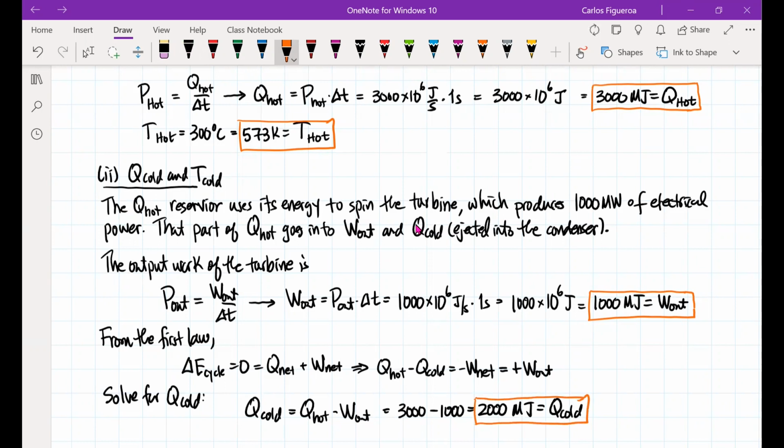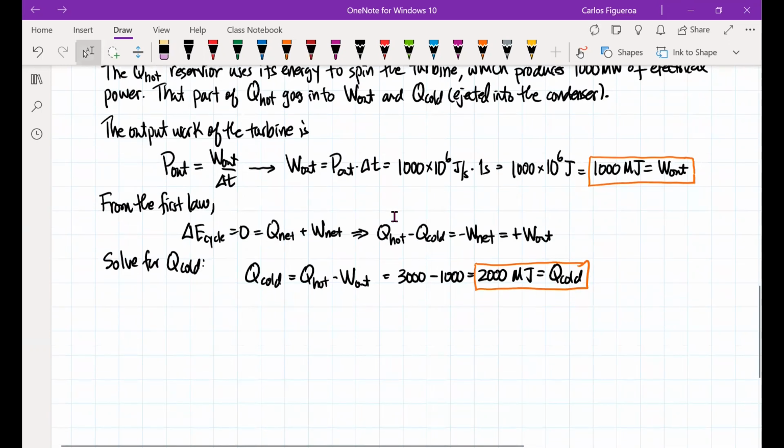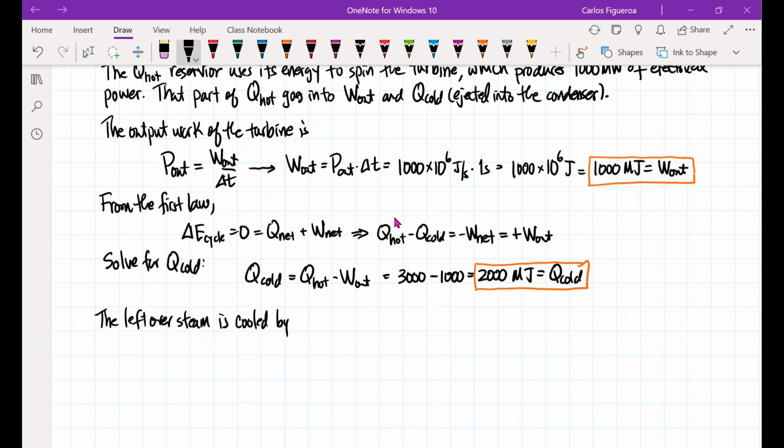But actually, I should wait here for a moment, because remember, the leftover steam is cooled by the condenser, and sometimes they call it the heat exchanger, to 25 degrees C. In other words, T cold is going to be equal to 25 degrees C. Now, if I add 273 to this, I get 298 Kelvin for T cold.